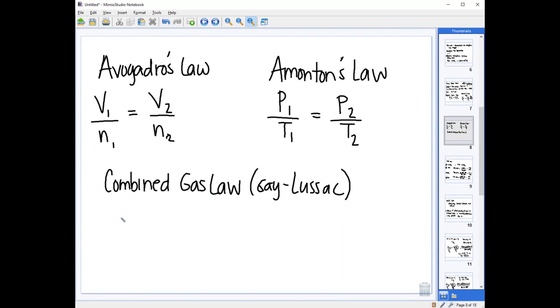Where we have P1 V1 over T1 equals P2 V2 over T2. Now, when you work these, even though we're considering more variables here, you're going to be given 5 out of the 6. So you're still only going to be asked to find one of those. Just because we add more variables doesn't mean you're going to be tasked with finding more things. You're going to be given your P1, V1, T1, and P2, V2, and asked to find the temperature.